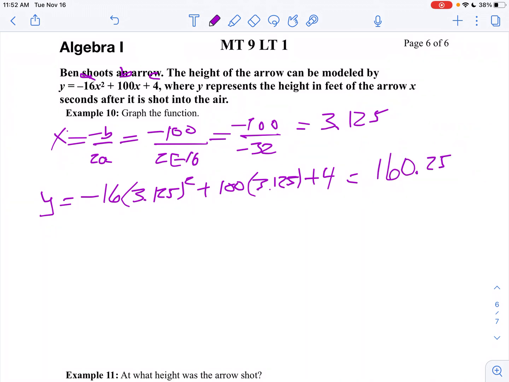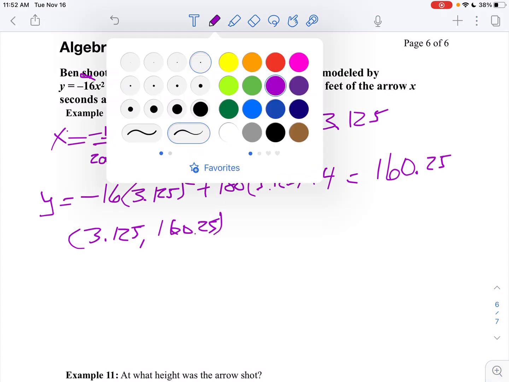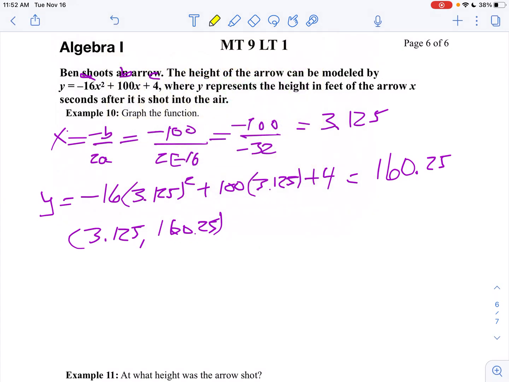So my vertex is at 3.125 and 160.25. So when I make my graph, notice it's a sad parabola because my a is negative. Whoop, let's try that again. That wasn't very vertical.